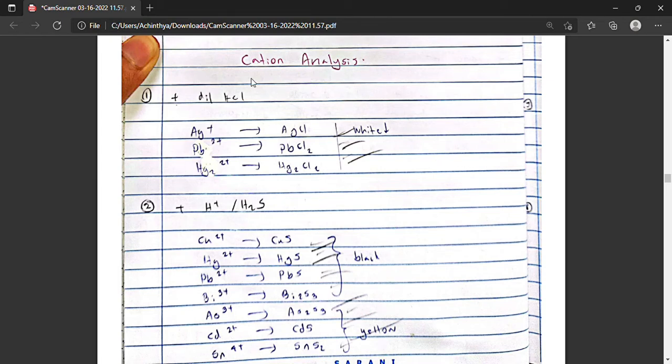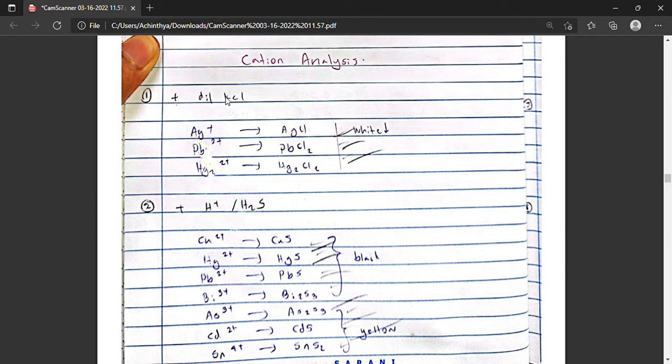Let's talk about cation analysis and the flame test. The cation analysis is a stepwise procedure we do to a solution of cations to identify which cations are present within that solution. The first step is we take a part of that cation solution and we add dilute hydrochloric acid into it.